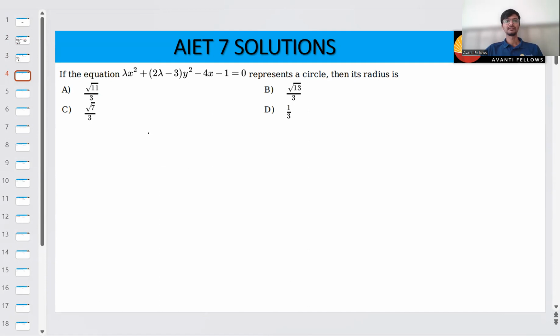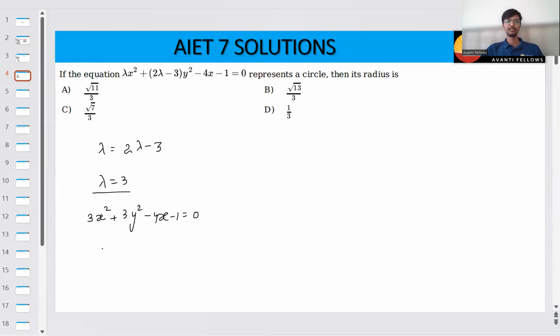If the equation represents a circle. Now if the equation represents a circle, then coefficient of x square is equal to coefficient of y square. Right? Because in a circle, x square and y square coefficients are the same. So what do we get from here? We get lambda is equal to 3. Correct? So what is the equation of circle now? 3x square plus 3y square minus 4x minus 1 equals to 0.